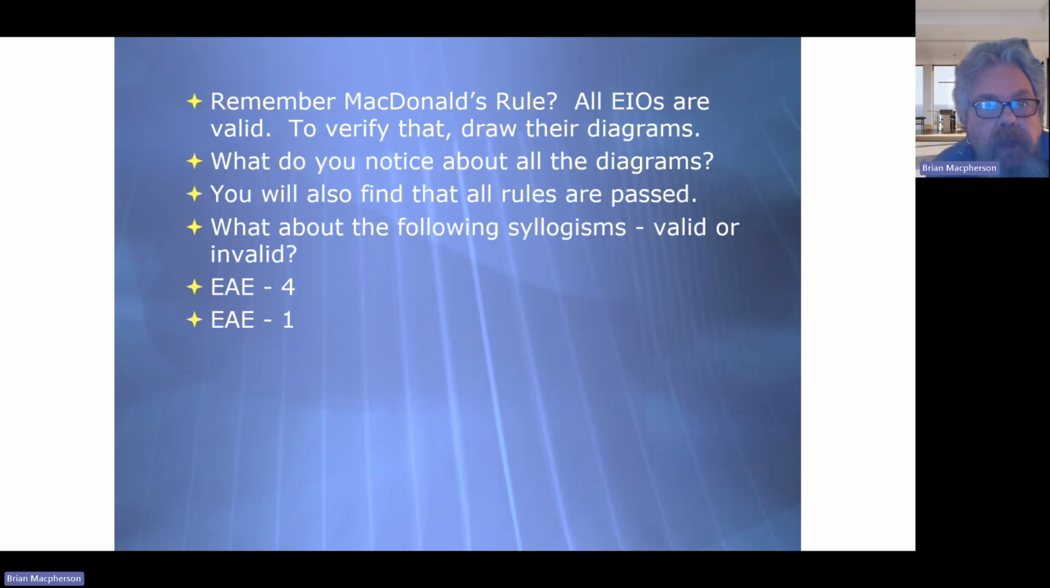By the way, this is called McDonald's rule. All EIO syllogisms are valid. EIO, right? So whenever you get an EIO syllogism, it's automatically valid.